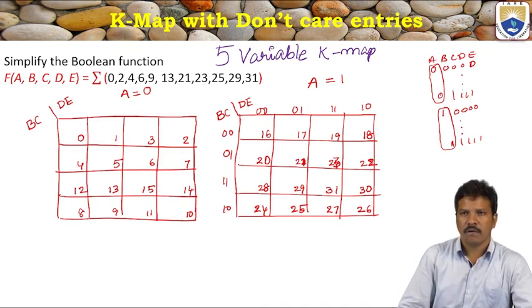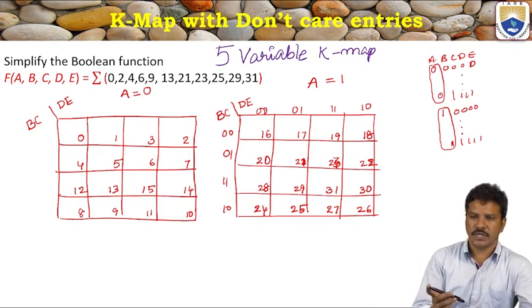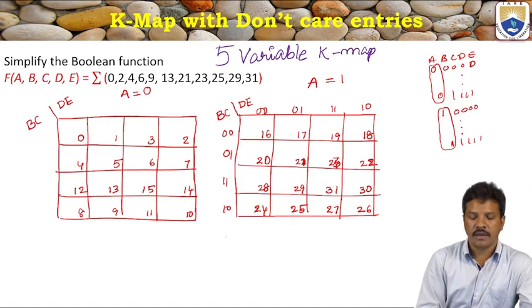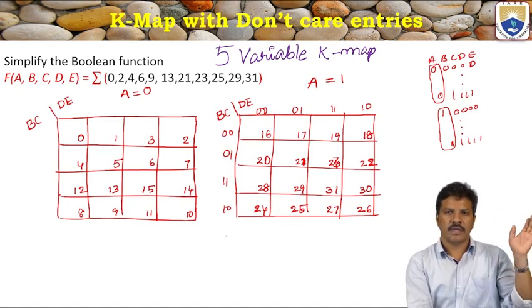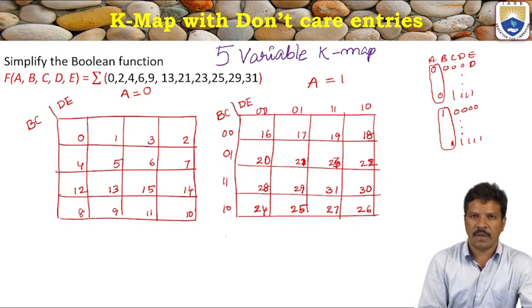Now, whatever the terms given in the function, place the ones in the K-map, and then we can carry out the minimization process. What are the numbers given? There are 6 numbers in the first 4-bit K-map: 0, 2, 4, 6, 9, 13. These 6 numbers belong to the A equal to 0 K-map, and 21, 23, 25, 29, 31 belong to the A equal to 1 K-map.